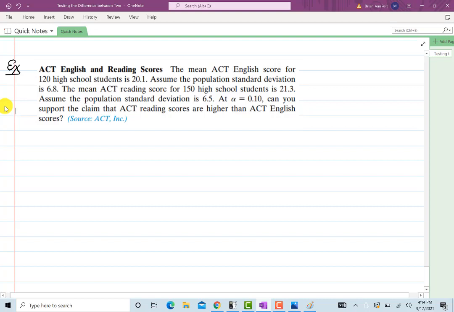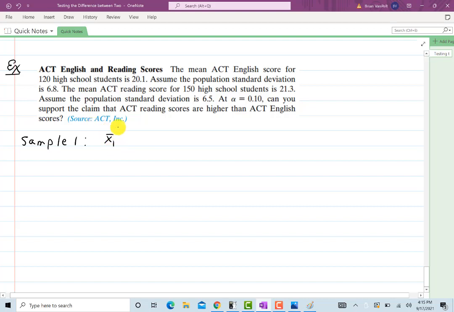Here's another example. This is the last example for this particular topic. Let me put down the information we have. We have 2 samples. Sample 1, we had 120 students with a mean of 20.1.